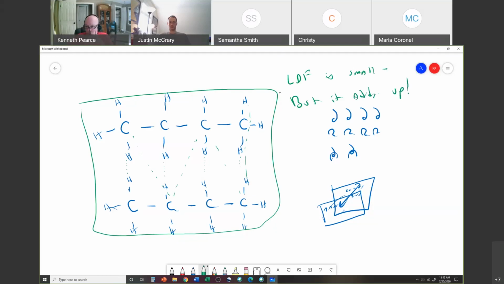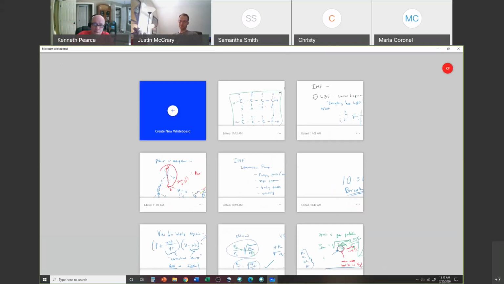So what you can't do is just look at LDF and say, oh, well, LDF is small, it doesn't matter. If the molecule's big enough, they become substantial. They become substantial forces. So everybody has LDF.